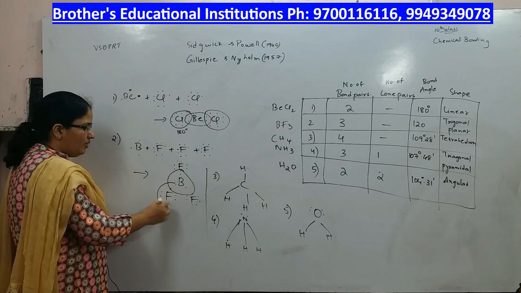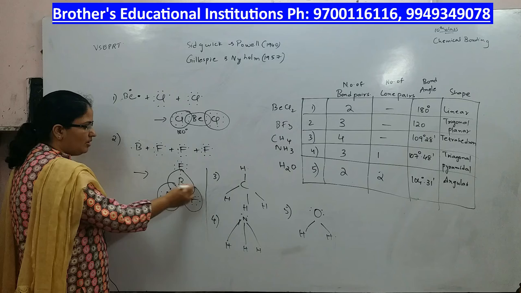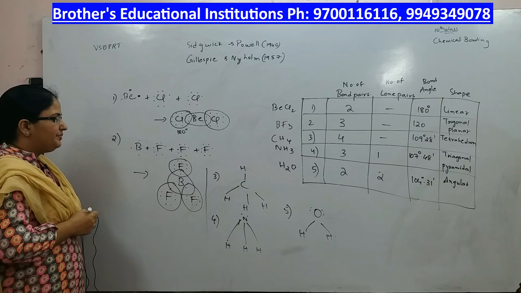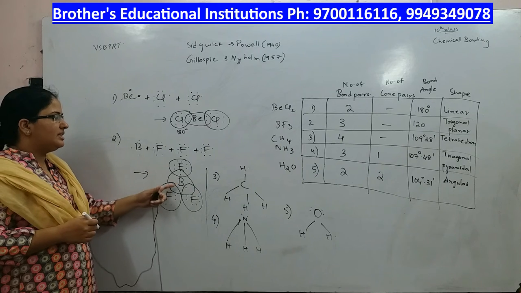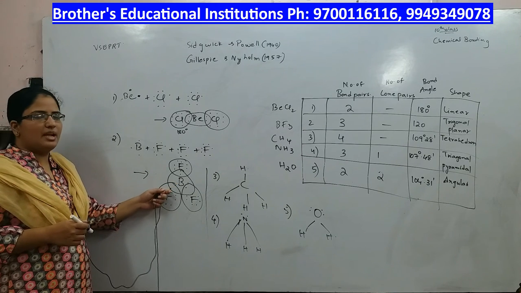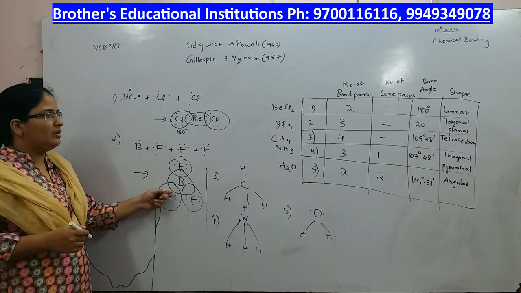Now when there are 3 bond pairs, take BF3. Boron is also an electron deficient molecule, and fluorine has 8 electrons in the outermost shell. If there are 3 bond pairs, the shape is trigonal planar. This is also an example of an electron deficient molecule.